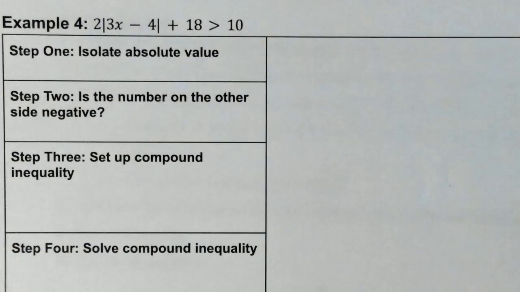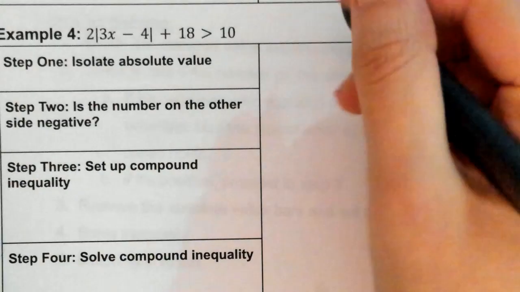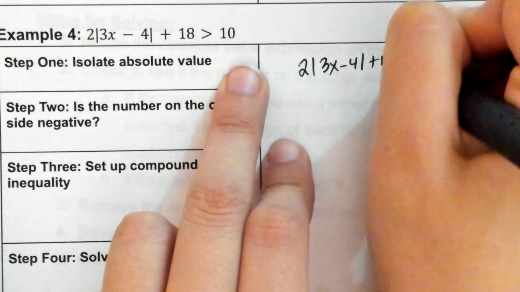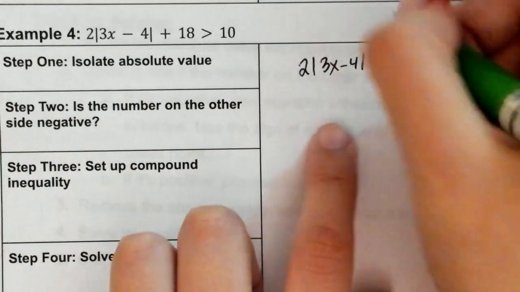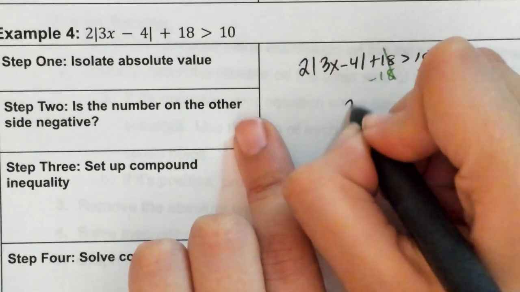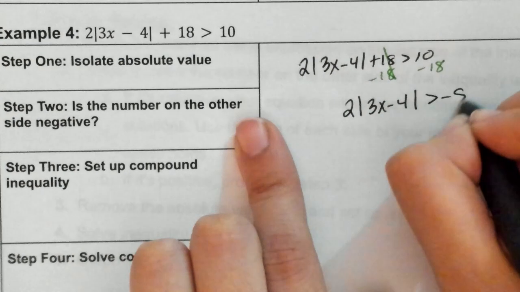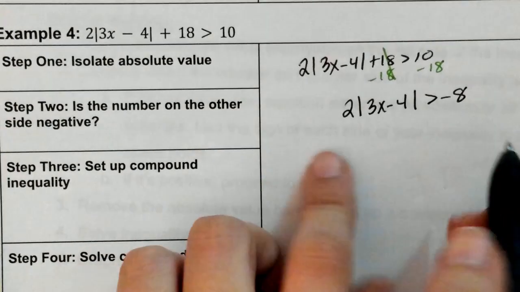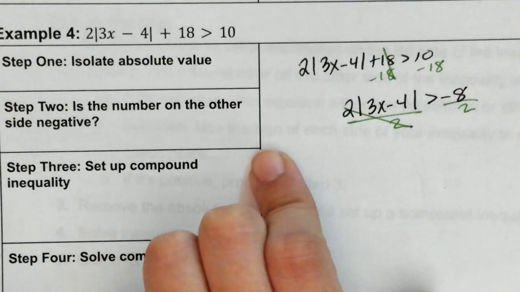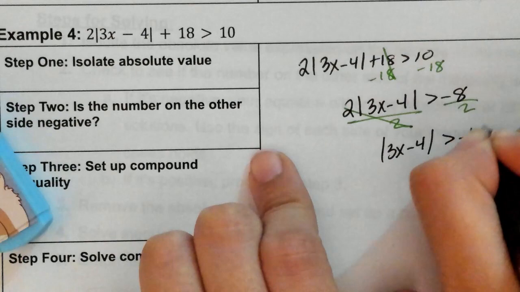Last example, same idea. We're going to rewrite it: 2 absolute value of 3x minus 4, plus 18, greater than 10. We're going to isolate. You have to subtract 18 from both sides first, and you get 2 absolute value of 3x minus 4 greater than negative 8. Divide by 2 to get rid of that 2 in front: absolute value of 3x minus 4 greater than negative 4.